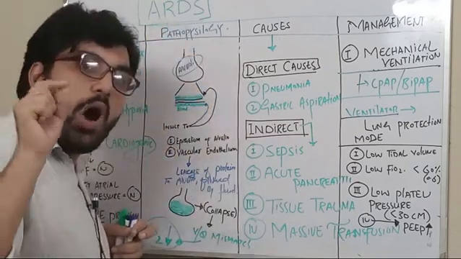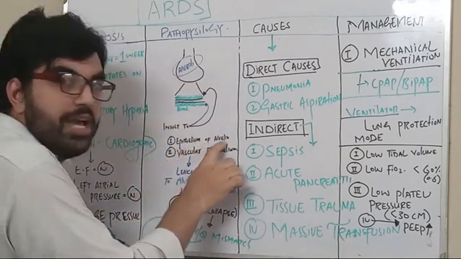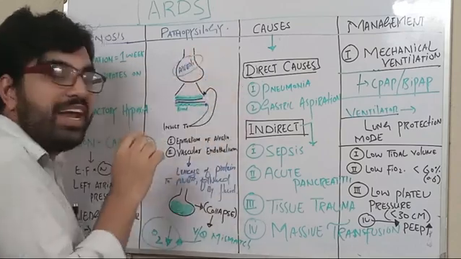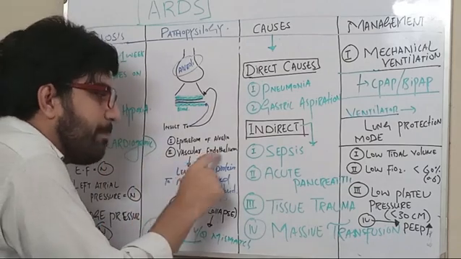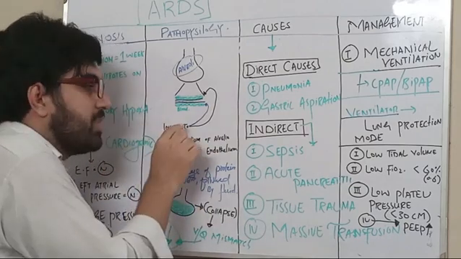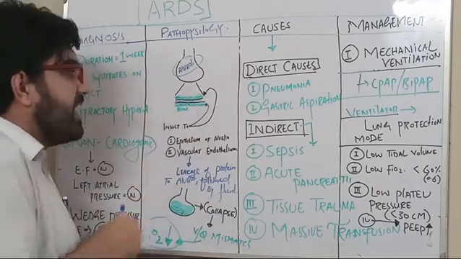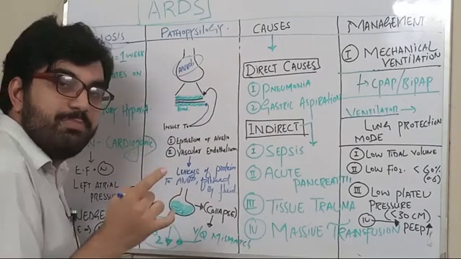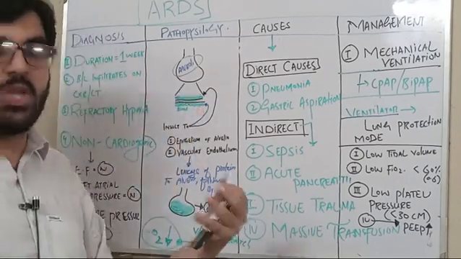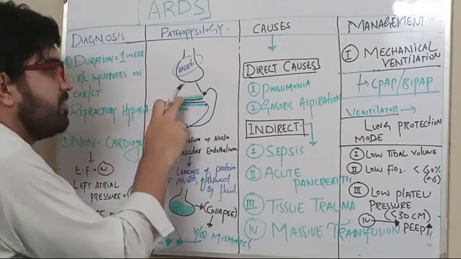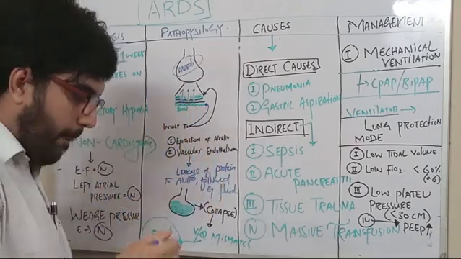So how is ARDS caused? ARDS is caused due to insult to the epithelium of the alveoli. On the alveolar side, if the epithelium is damaged due to any cause, or there is damage to the vascular endothelium on the blood side, what happens? The tight junction between them is lost. When the tight junction is lost, there is leakage of fluids and leakage of proteins.